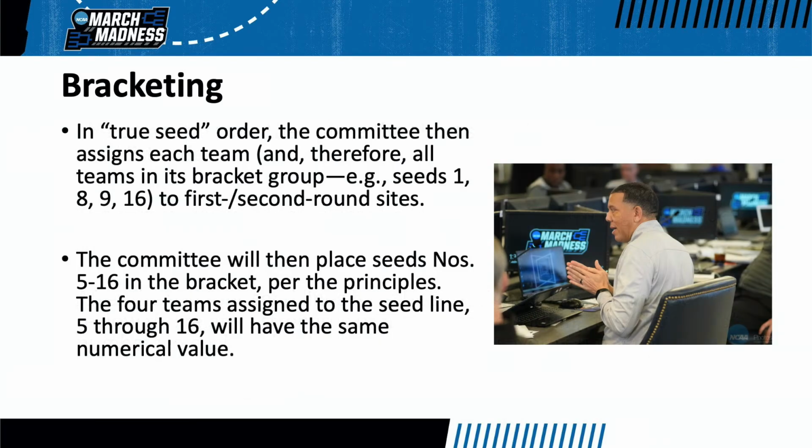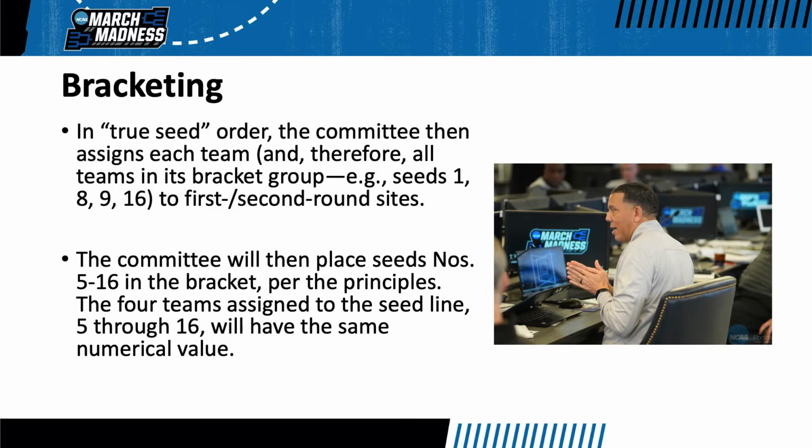Once the committee has those 16 teams placed in their respective regions, it begins the process of assigning first and second round sites. The committee would start with the overall number 1 seed and assign them to the closest site. Once that takes place, we know that the number 8, 9, and 16 seeds in that region will be in the same city. Again, this is because of the aforementioned groups within each region.